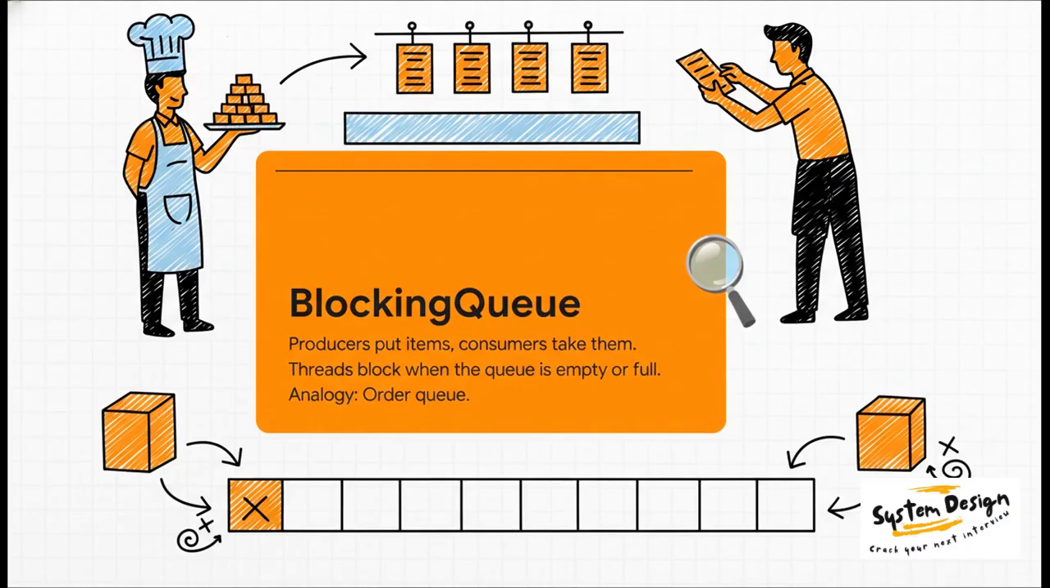The restaurant analogy is spot on. It's that ticket rail between the servers and the chefs. It naturally handles the flow of orders and stops either side from getting overwhelmed. It's an incredibly simple way to build systems that have back pressure awareness built right in.